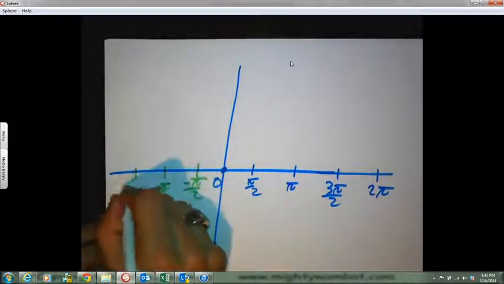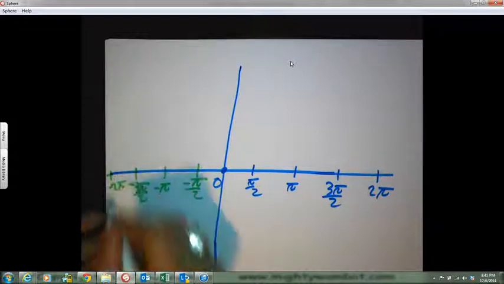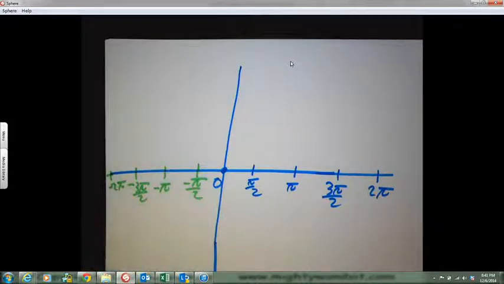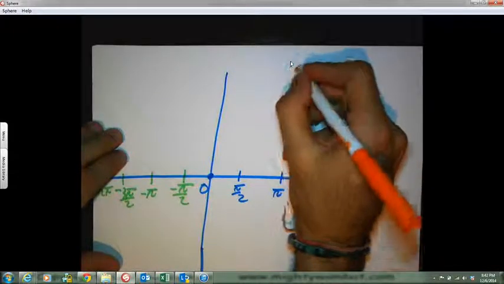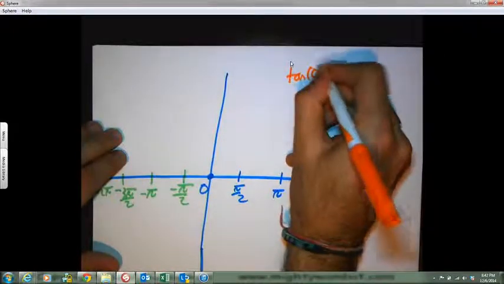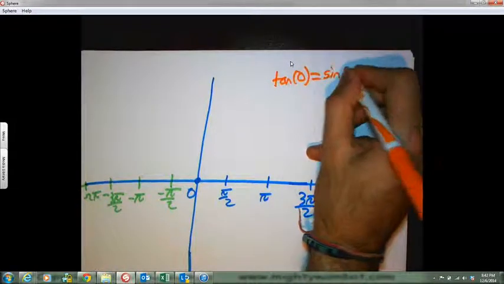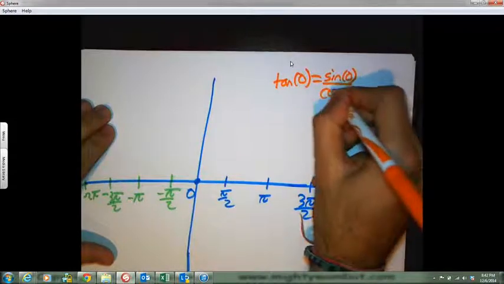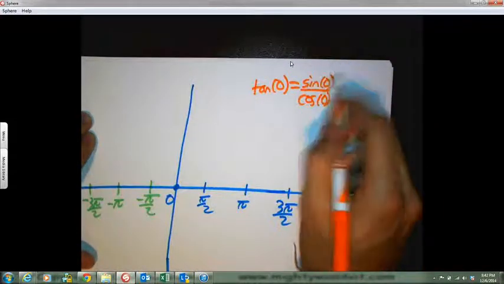So, tangent of 0 equals sine of 0 divided by cosine of 0. Sine of 0 is 0, divided by 1 is 0. So we go through the origin. Very nice. The next thing is, let's find the tangent of pi over 2. We just found that the tangent of pi over 2 does not exist, so we have a vertical asymptote here.